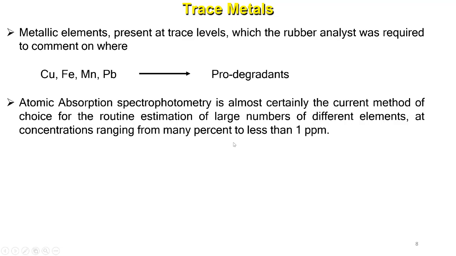So then we can detect the trace metals using AAS, that is atomic absorption spectrophotometry, which is used to determine a very trace amount of metals present in a material, which is up to less than 1 ppm concentration.